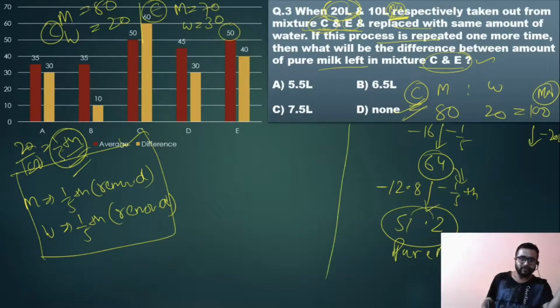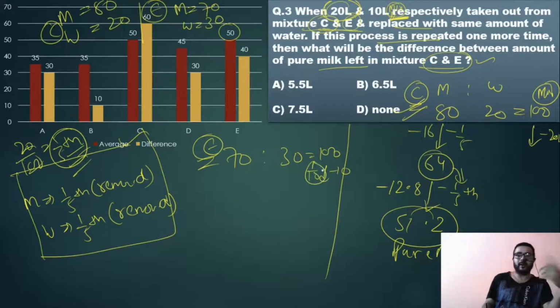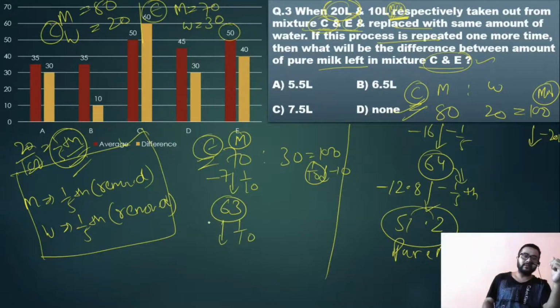Okay. Now for E, how much milk do you have? Milk you have 70, water you have 30, and total you have 100. Now you are removing 10 liter. 10 is what percent of 100? You can say it's 1/10 part of 100. So 1/10 part of milk you have to remove also. So just subtract 7 from 70, because 1/10 of 70 is 7. So you will get 63. But the process is repeated 2 times. So one more time means minus 6.3. You're going to get 56.7. This one is also pure milk.